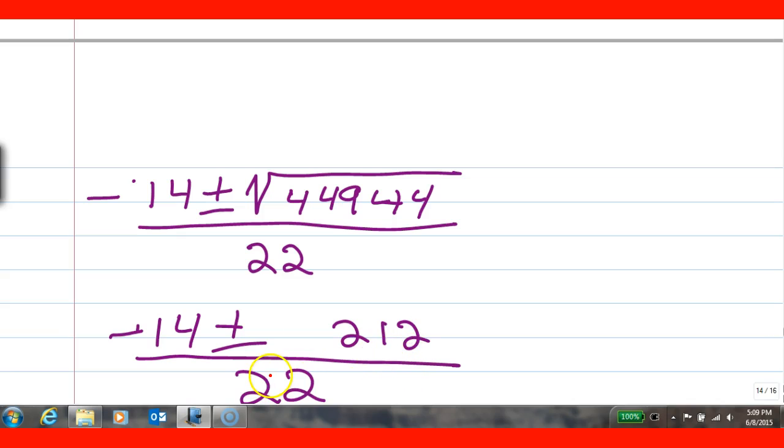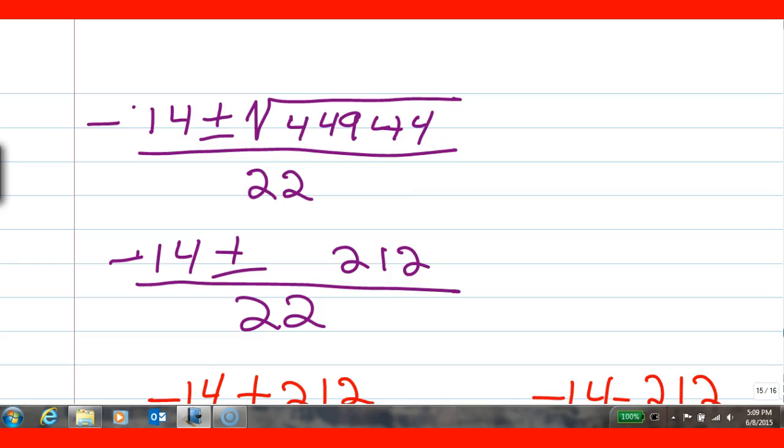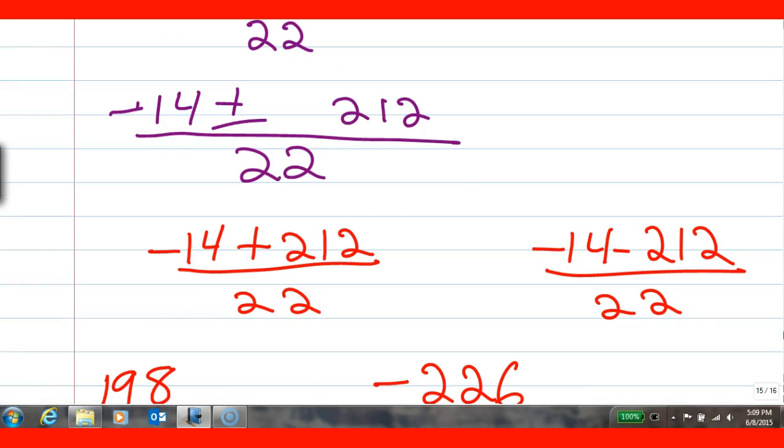So now I've got a situation before I can go any further where I need to set up two separate problems. I need to create one that's summing and one that's subtracting. So here's the one that's summing. It's a negative 14 plus the 212 divided by 22. On the other side I have the subtraction problem of a negative 14 minus a 212 divided by 22.